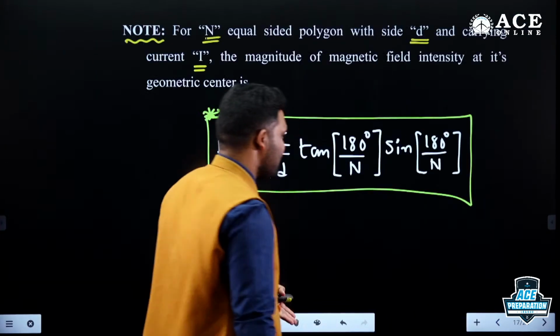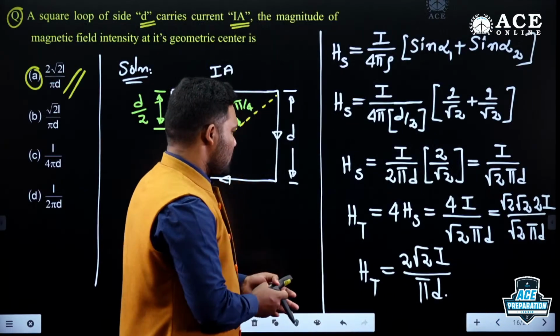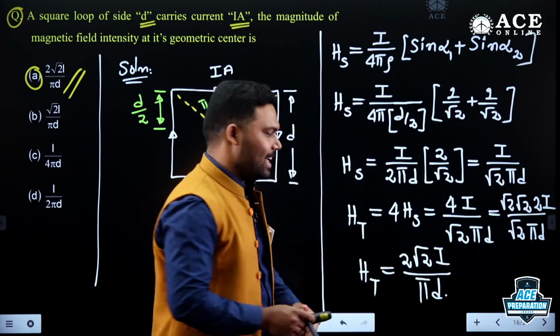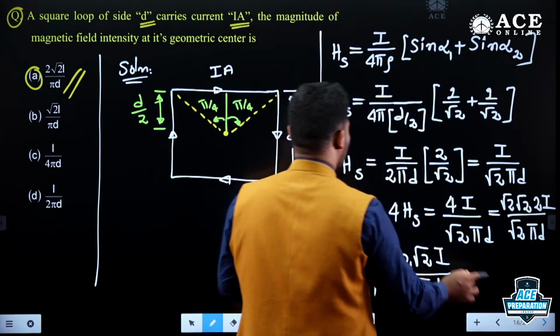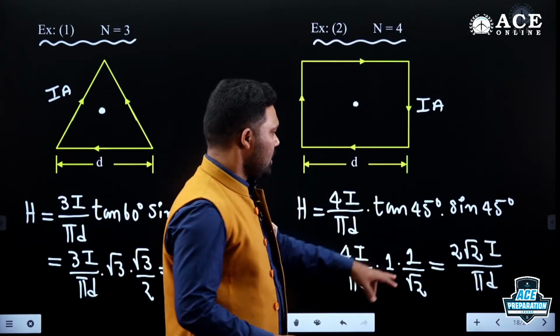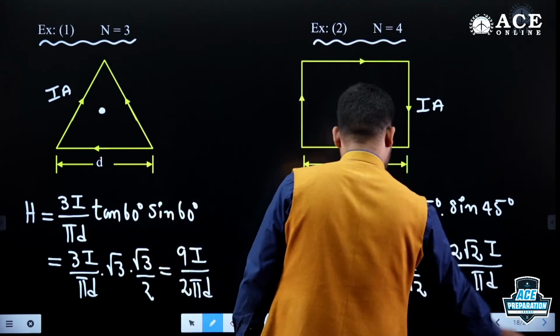Let me go back. Two root 2 I by pi d, isn't it? You don't need to do all these things. Directly, if you can remember this formula, this is a shortcut. This is going to save our time. Directly. Clear? Let us take one more example.